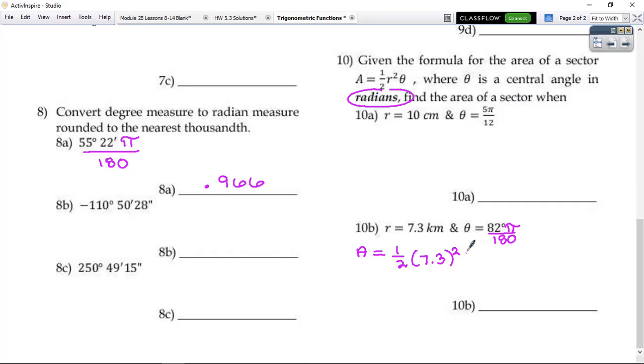So squared, and then you would type in 82 pi over 180. Okay, so it's just literally calculations. That's it. And that one is going to come back as 38.1 if you've done that correct. Okay. Any questions on those? Okay. So if you want to finish those for homework later tonight, you're welcome to, answers are posted for you.